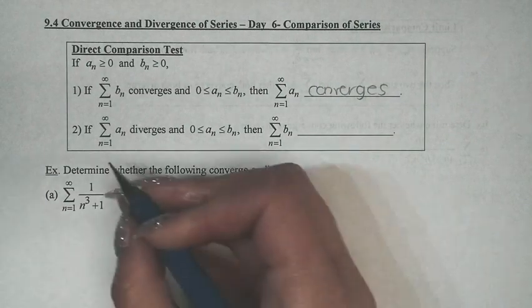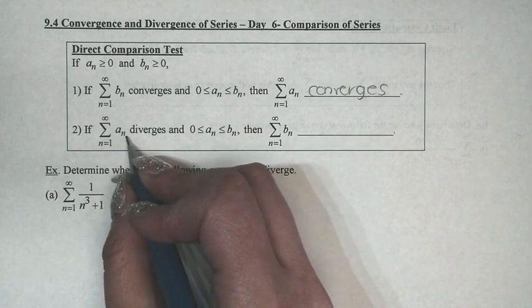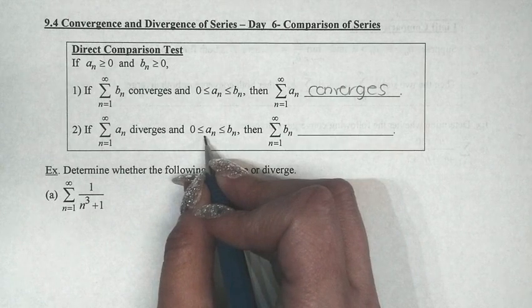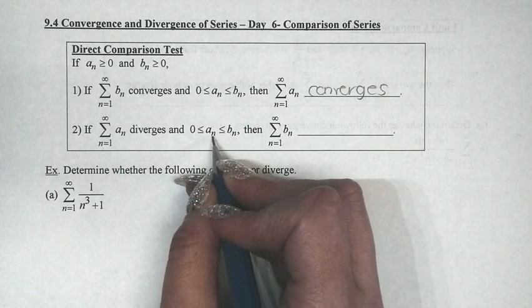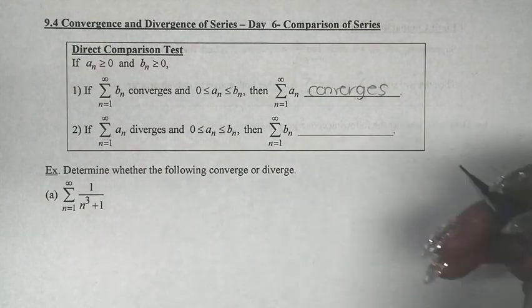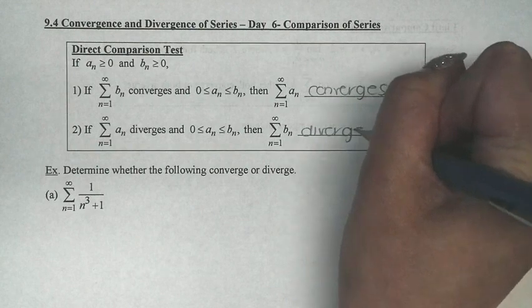On the other hand, you might have that the series from 1 to infinity of a sub n diverges, and that 0 is less or equal than a sub n, less or equal than b sub n. Then what you can conclude is that b sub n, the series, is going to diverge.